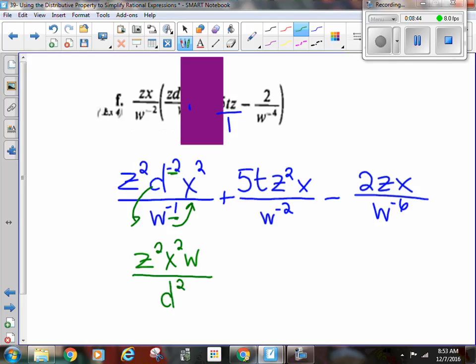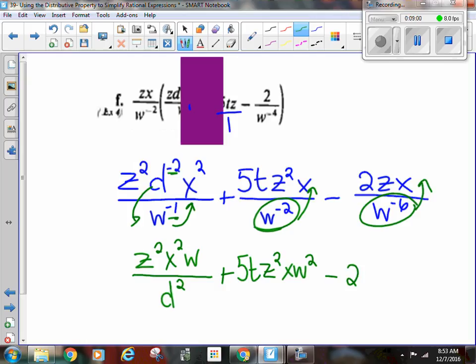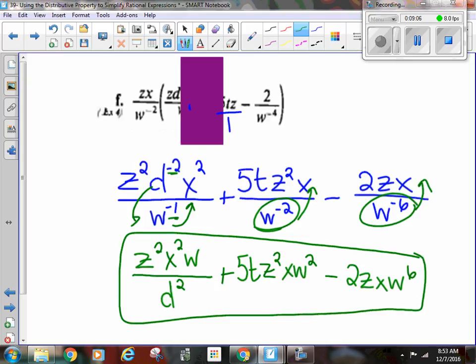My second term, everything is a single variable, and I just have this negative to take care of by moving it up. So plus 5t z squared x w squared. And then in my last one, again, I just have the negative to move up, and it becomes positive. These are not like terms because they all have their own variables.